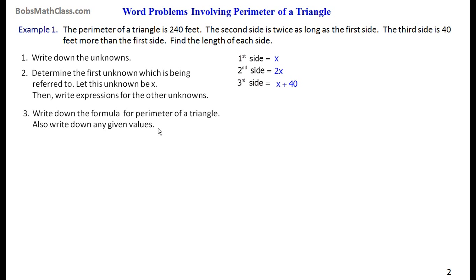Okay. Next, write down the formula for a perimeter of a triangle. Also, write down any given values. So I wrote first plus second plus third equals P. And the perimeter is 240 feet.